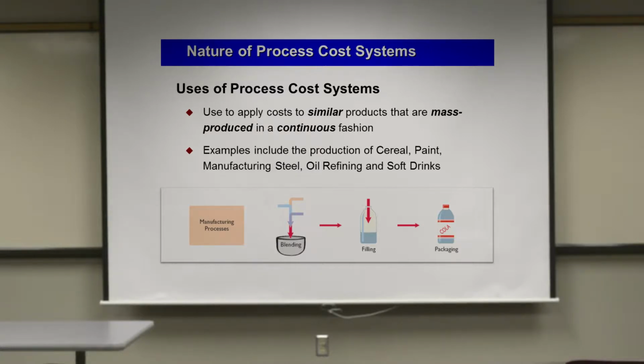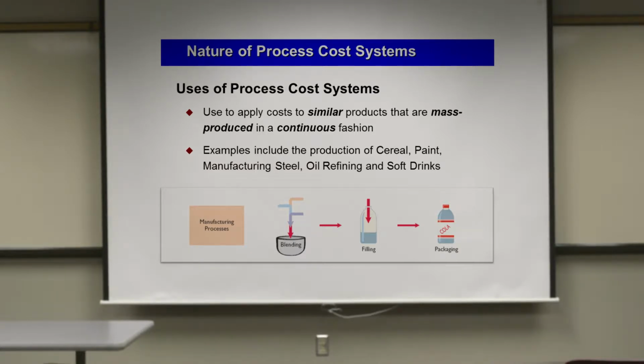Now, process costing is used when you prepare similar products which are produced in mass quantity in a continuous fashion. For example, you might be manufacturing Coca-Cola or any of the colas. There are different processes that get into preparing that. First is blending, then filling, and then packaging. So there are two or three different processes over here, and the costs are being incurred in each of these processes. In process order costing, as opposed to job order costing, we accumulate the cost for each process and not a job.